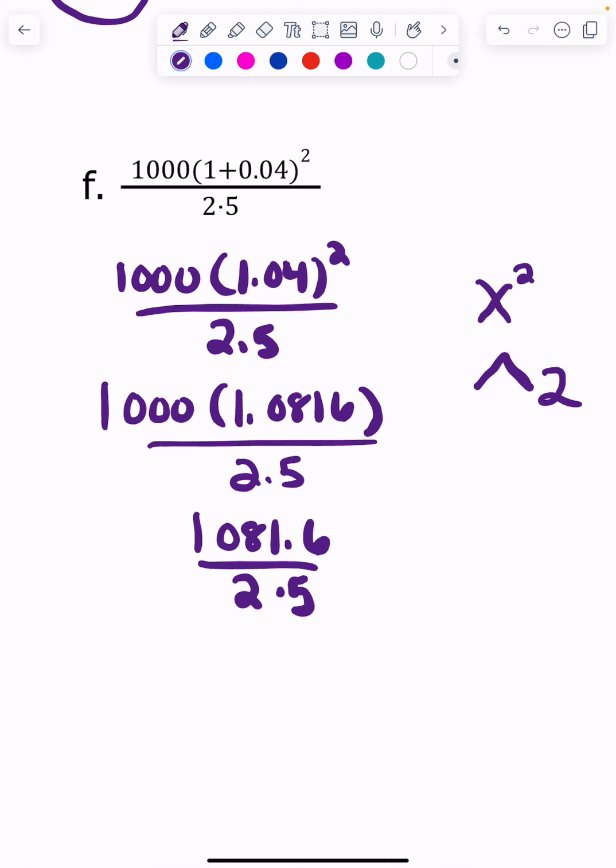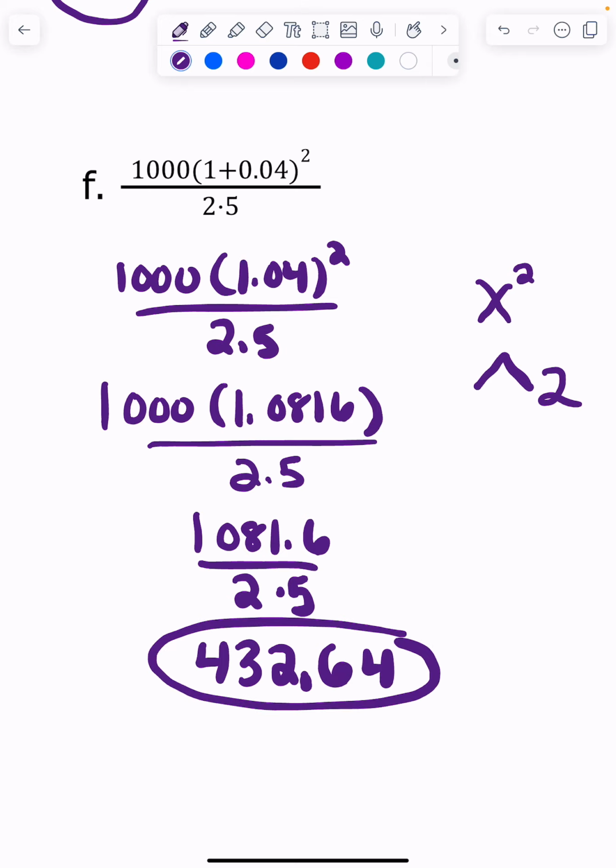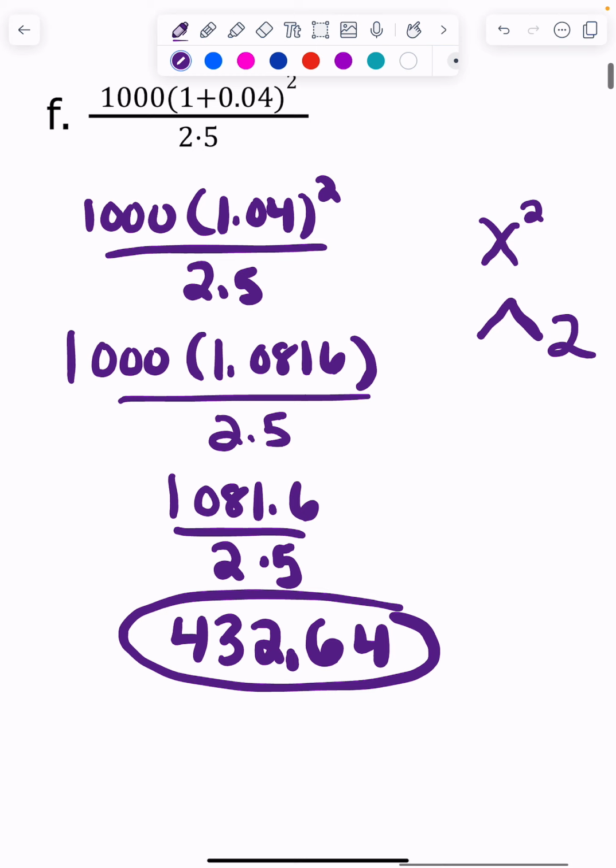All right, so I went ahead and divided, and that's 432.64. You might be wondering, well, how many decimals do I round to? There wasn't any specification here, so I just put both decimals since it wasn't too bad.